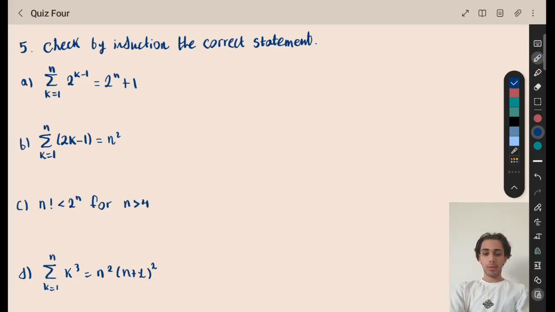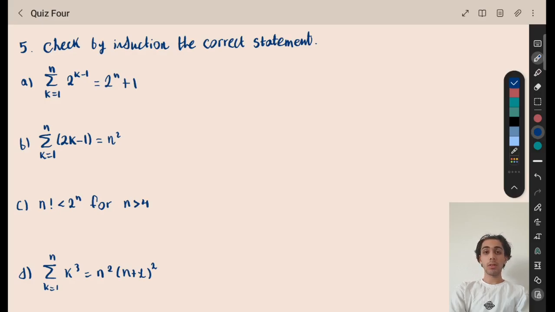Check by induction. There are 4 statements. If you want to try and prove every single one by induction, that would be very... Well, clearly there's only one statement that's correct and 3 statements that are incorrect. And induction is about 3 steps.